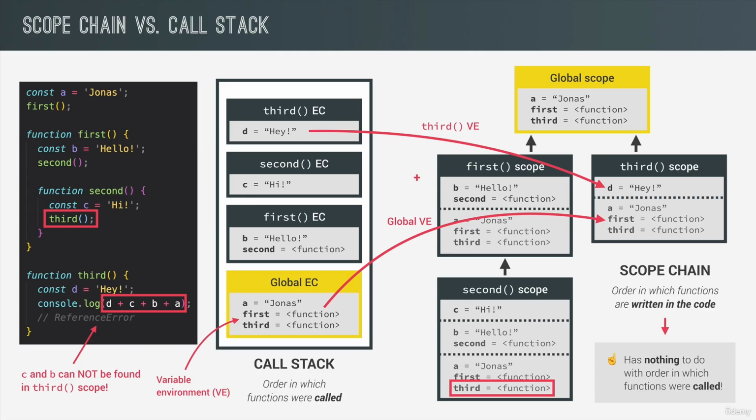Okay, and with this, I hope I made it crystal clear that execution contexts, variable environments, the call stack, scope, and the scope chain are all different, but still very related concepts. And if it's not yet crystal clear, then it's no problem to maybe rewatch this slide, or maybe even this entire lecture a little bit later.